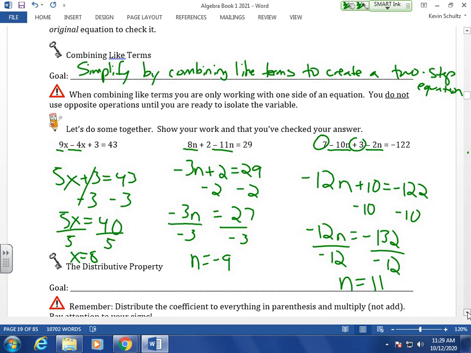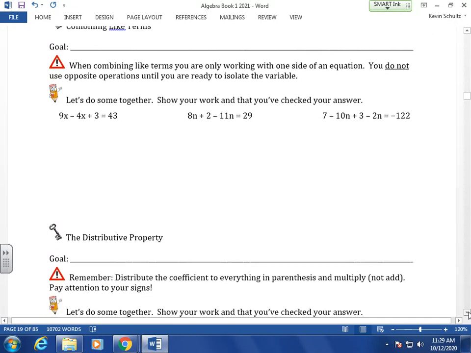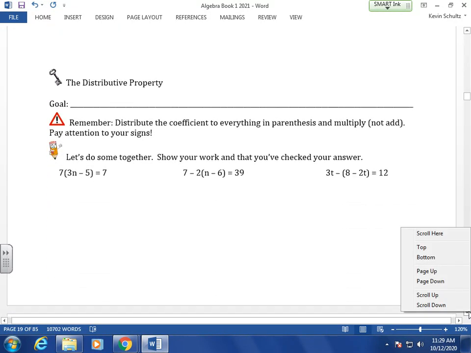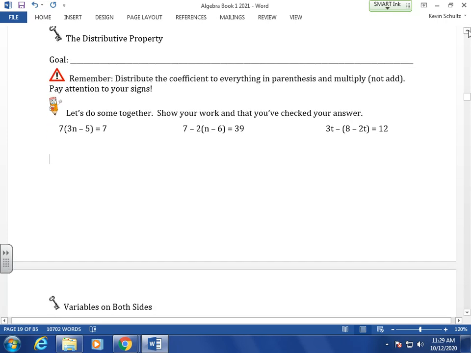The second type of simplifying we're going to talk about today is the distributive property. And you'll know you're dealing with the distributive property when you see parentheses. Okay. And I'm going to preface this by saying there are other ways to get rid of the parentheses other than what I'm about to show you.